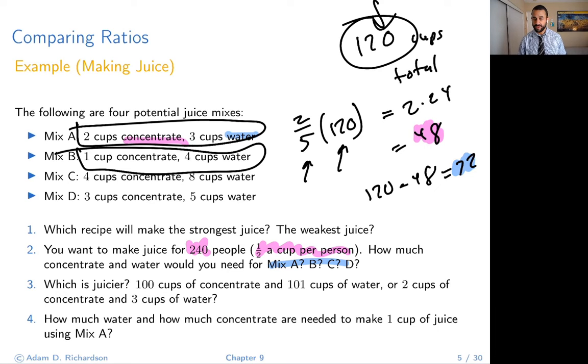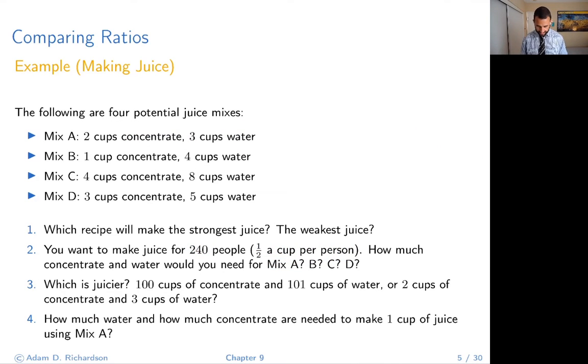All right, now let's do the next one together. Okay, so question 3 here says, which is juicier, or which is stronger? 100 cups of concentrate and 101 cups of water, or 2 cups of concentrate and 3 cups of water?